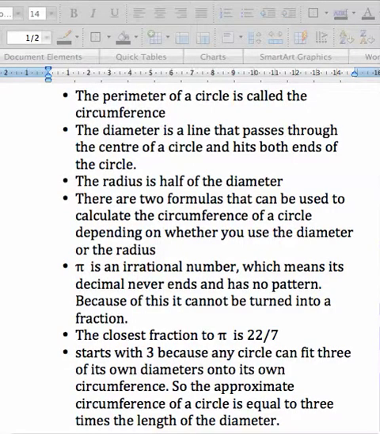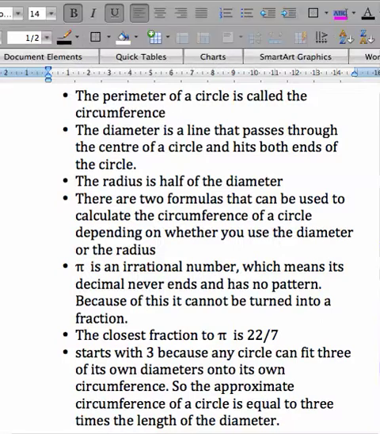So in case you forgot to write something down that's important, the perimeter of a circle is called the circumference. It's pretty straightforward. The diameter is a line, so underline that keyword, that passes through the center of a circle and hits both ends of the circle. Underline circumference. The radius is half of the diameter. So we know to get the diameter, we double the radius.